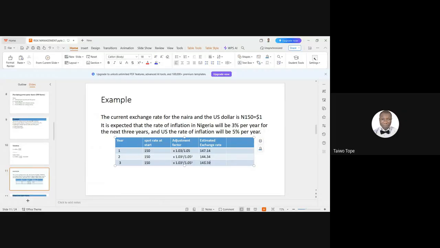So now, can we use this same value to work using the indirect quote? How will it look using indirect quotes? First of all, we need to look for our spot rate for indirect quote by dividing 1 over 150. That gives 0.00667.